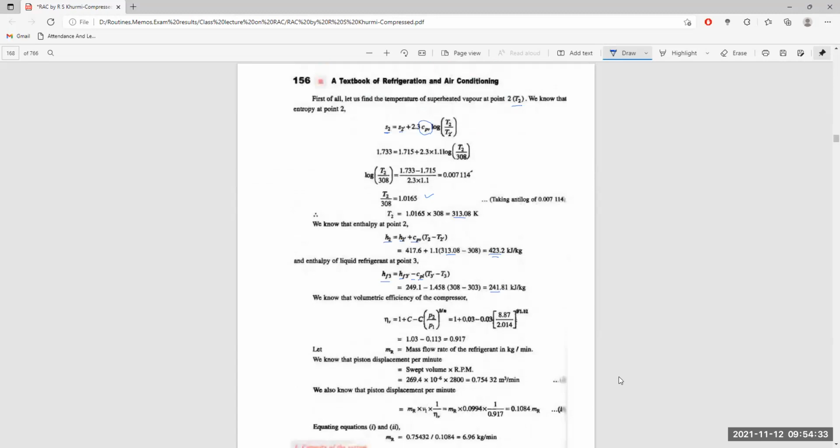Now, next, the volumetric efficiency of the compressor itself, which is given as 1 plus C minus C times (P2 divided by P1) to the power of 1 by N. This I will discuss when I discuss the compression. It is just a compression index, that is 0.03 plus 0.03, given here.